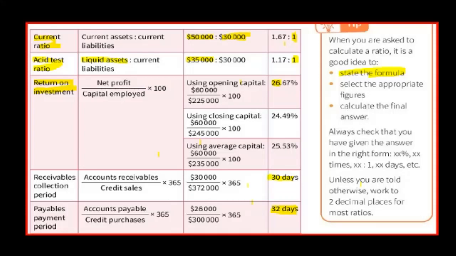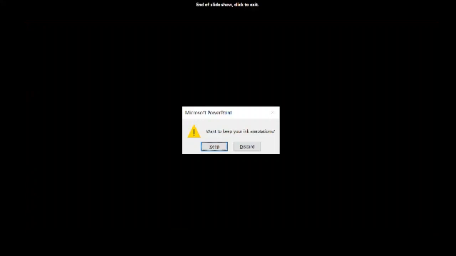So that is the worked example. We will do another one again. This would bring us to the end of this presentation.